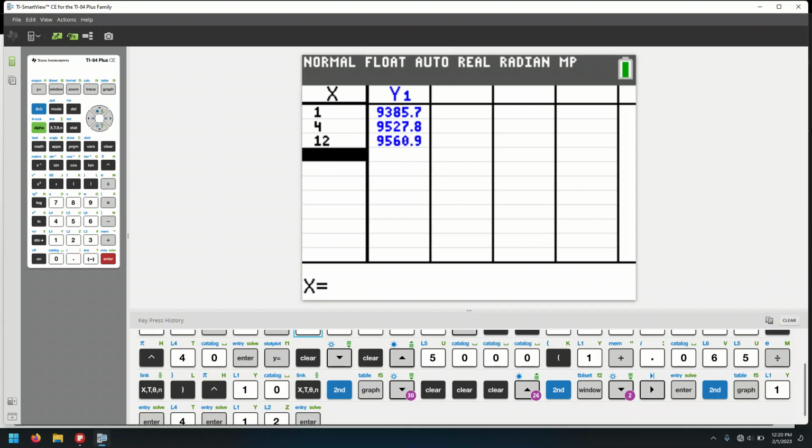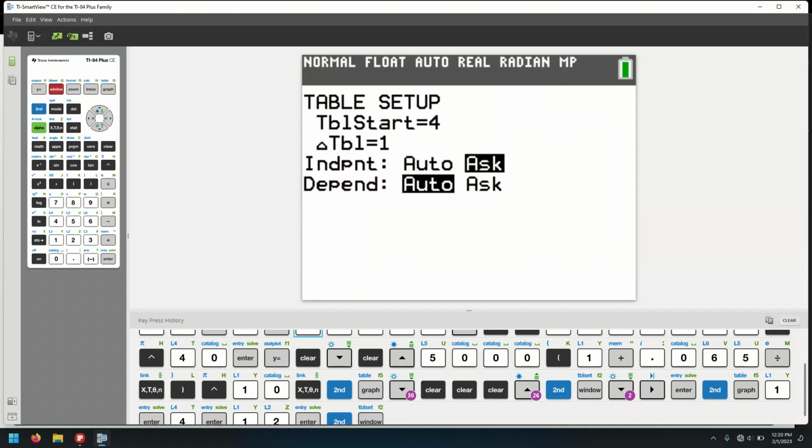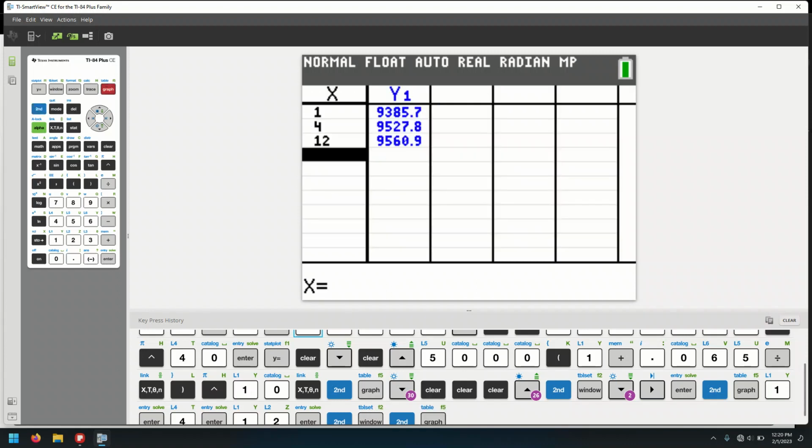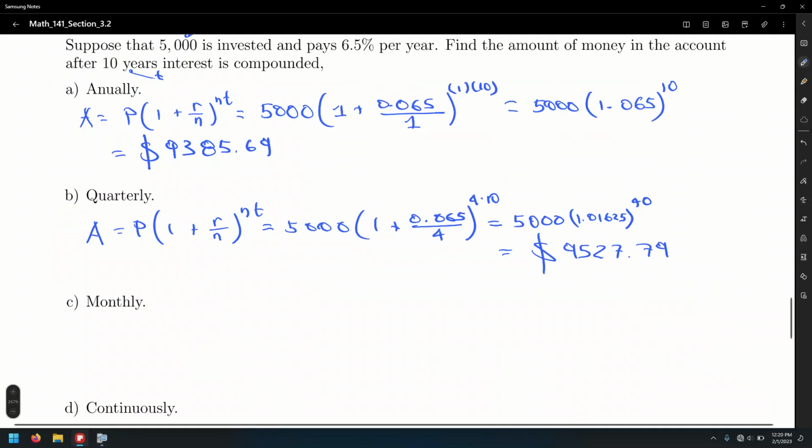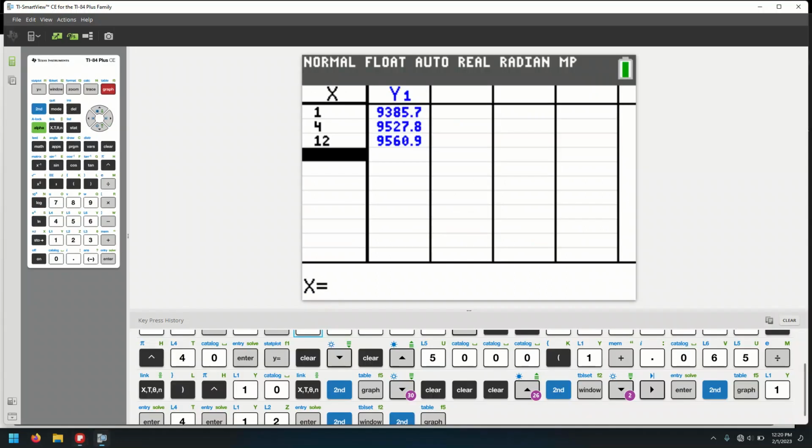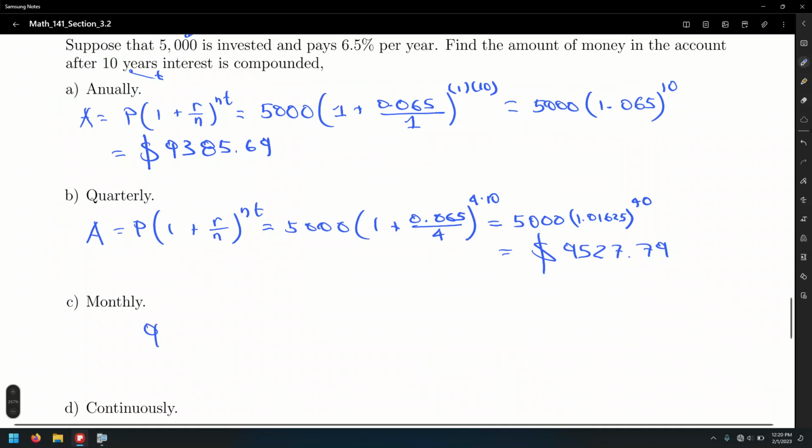However, let me see table set, it doesn't tell me about the increments. I mean, that's fine. Second table, and I think we were asked to do monthly, precisely monthly, right? And we get 9560.9. However, according to my notes, it's 92. But for some reason, I don't know why it didn't give me one more digit here. It was supposed to give me, or maybe it's because of the dimensions of the table.